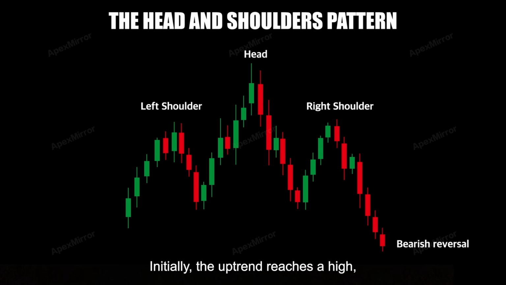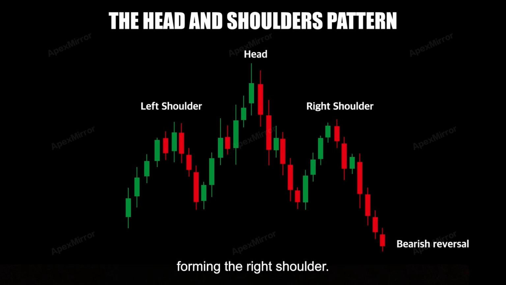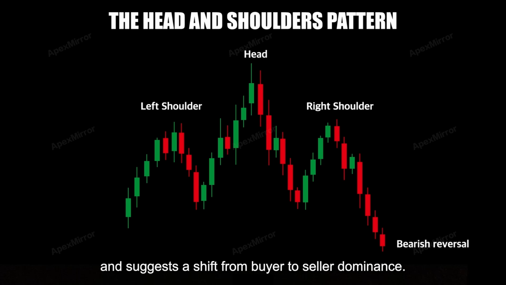Initially, the uptrend reaches a high, forming the left shoulder, and then pulls back. The next rally exceeds this high, forming the head, but fails to maintain momentum, leading to another pullback. The final peak, attempting to surpass the head and create a higher high, eventually falls short, forming the right shoulder. This signals a decline in buying interest and suggests a shift from buyer to seller dominance.